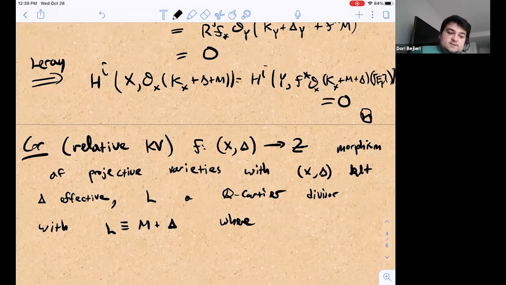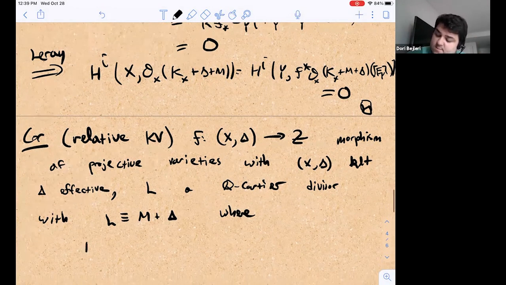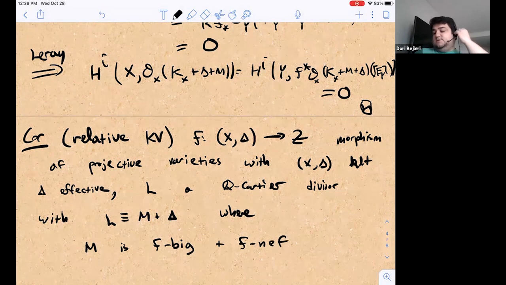now we're in the relative case, so we don't need to assume that M is big and nef. We only need to assume that it's F big and F nef relative to this F, where M is F big and F nef. So if you remember, F big means the restriction to the generic fiber is big, and F nef means the intersection with all curves that are in the fibers of F are greater than or equal to 0.